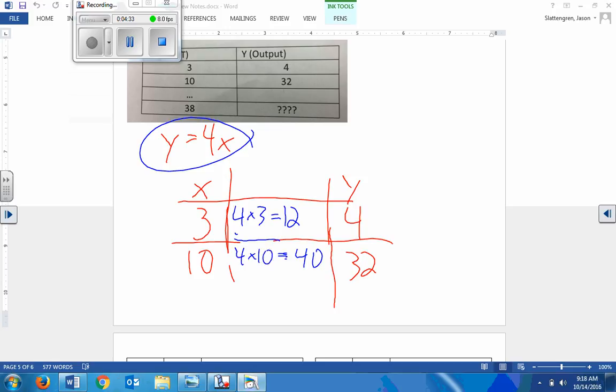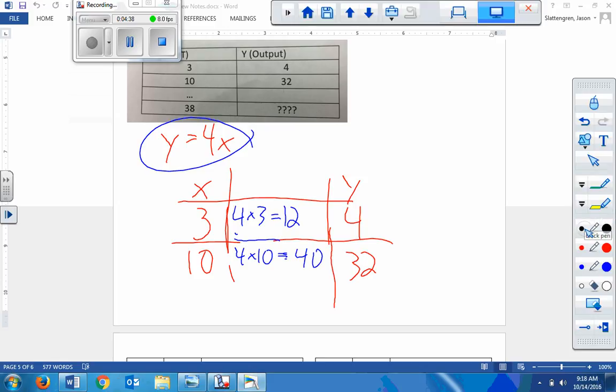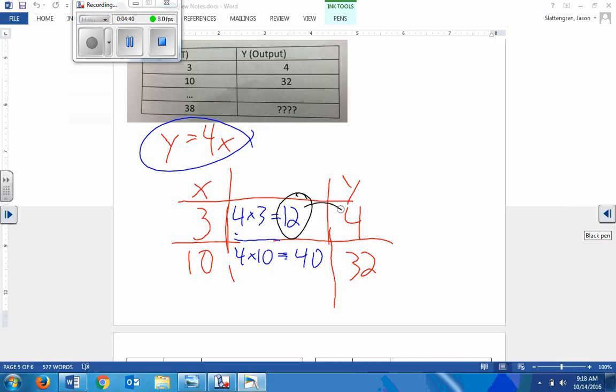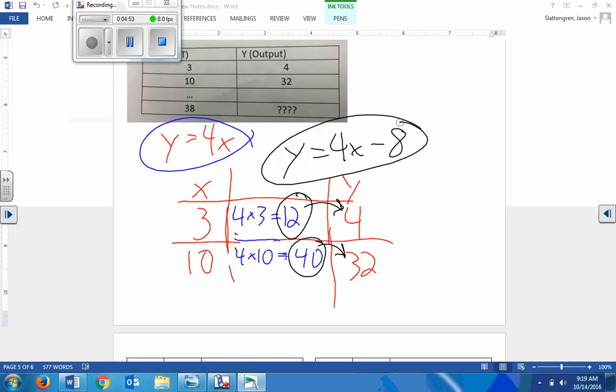Then we say, well, what do we have to add or subtract to get our actual value? What's our y-intercept? What's that value that we add or subtract once? Well, how do we get to 12 to 4? How do we get to 40 to 32? You can see it's the same thing. We have to subtract 8. And so in this case, our equation is y equals 4x minus 8, or plus negative 8, whichever you prefer.